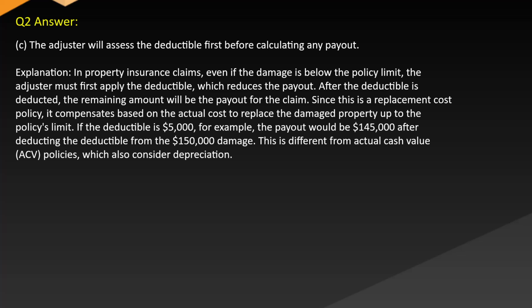Explanation. In property insurance claims, even if the damage is below the policy limit, the adjuster must first apply the deductible, which reduces the payout. After the deductible is deducted, the remaining amount will be the payout for the claim. Since this is a replacement cost policy, it compensates based on the actual cost to replace the damaged property up to the policy's limit. If the deductible is $5,000, for example, the payout would be $145,000 after deducting the deductible from the $150,000 damage. This is different from actual cash value, or ACV, policies, which also consider depreciation.